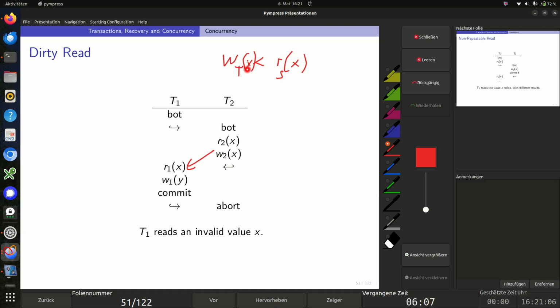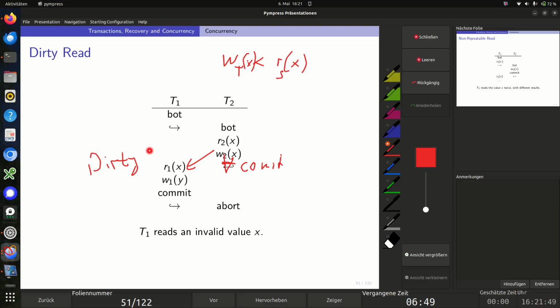This is very important if you have more than one transaction. As soon as there's a write of another transaction, then the other one reads it, and there's no abort in between, then we say transaction 1 reads from 2. So here we have a read of transaction 1 from transaction 2. But what happens? This data item has not been committed, so this is dirty. As long as there's no commit, this read is called dirty.